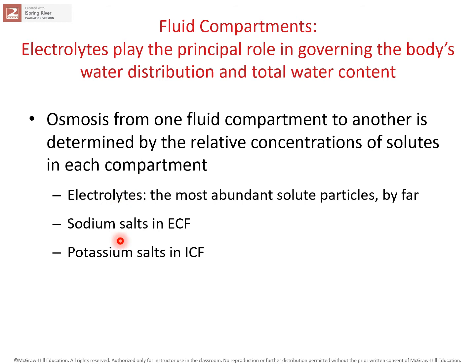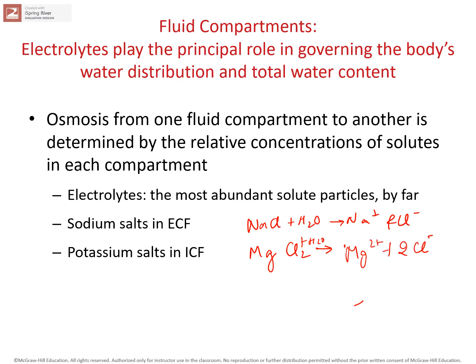So let's write that down for you to understand. You have NaCl solution. In water, NaCl divides into Na+ and Cl-. Then you have MgCl2 solution in water. MgCl2 divides into Mg2+ and 2Cl-. So magnesium chloride dissociates into 3 ions, and NaCl divides into 2 ions, right?